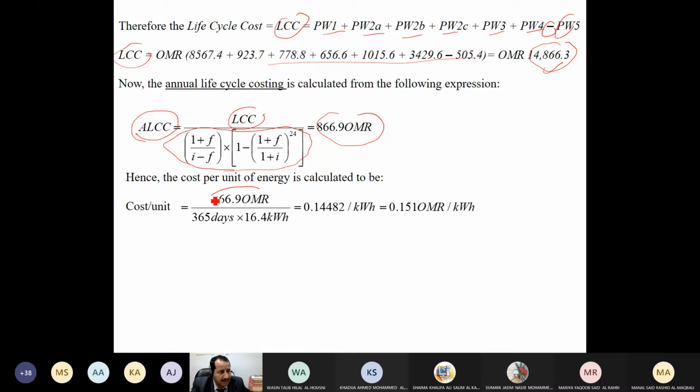Now, this is the annual life cycle cost. I will divide it by 365 days by the total energy calculated at the beginning. What did I get? Cost of energy. It's 0.144 Omani Riyal per kilowatt hour. So every kilowatt hour will cost me around 15 paise, 150 paise, sorry.